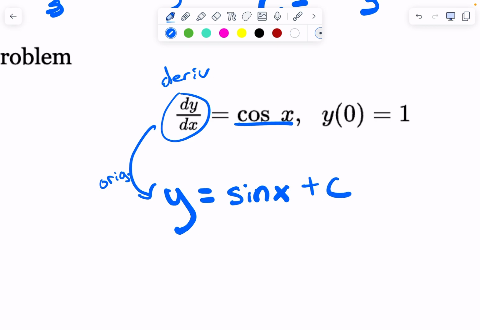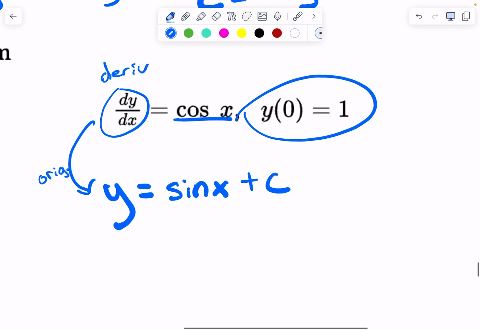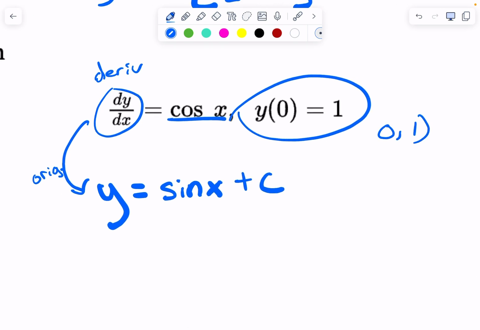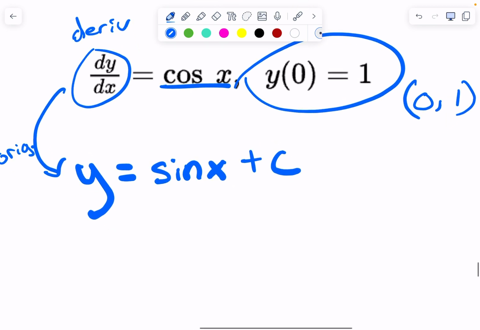Okay, what does this thing mean? That 0 means y equals 1. The point is (0, 1): x is 0, y is 1. So I'm plugging those in particularly. 0 goes in for x, and 1 goes in for y. Okay, do you know what sine of 0 is?